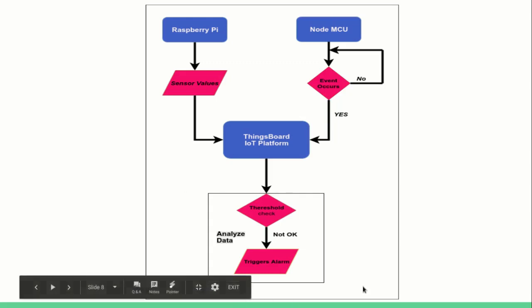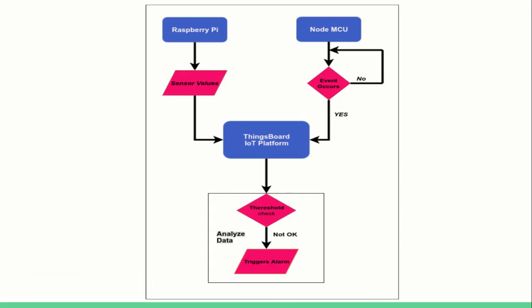In the analyze part, the IoT platform will analyze the sensor values from the Raspberry Pi. Whenever the sensor value is above the threshold value, it triggers an alarm. Similarly, another analyze rule is that it always waits for an event from the Node MCU. Whenever the event occurs from the Node MCU, it triggers another alarm. So here we are setting two rules for the analyze part, one for Raspberry Pi and the next one for the Node MCU.